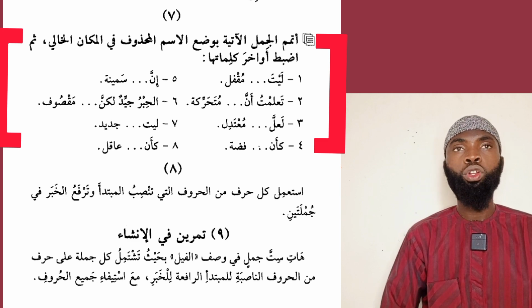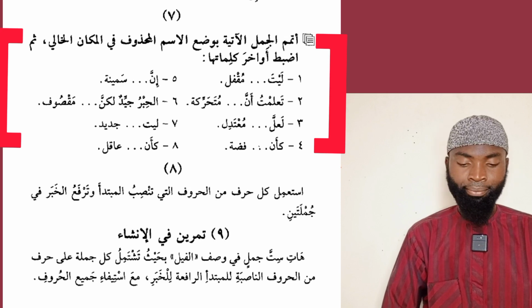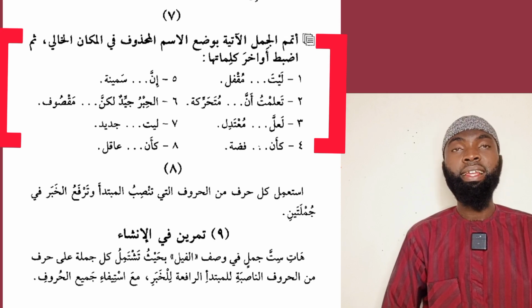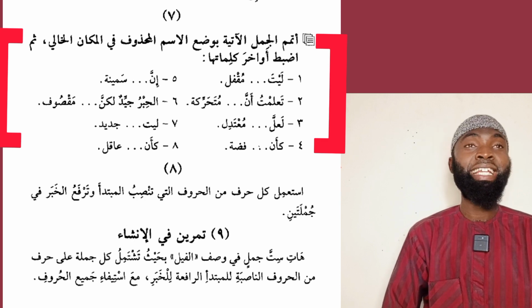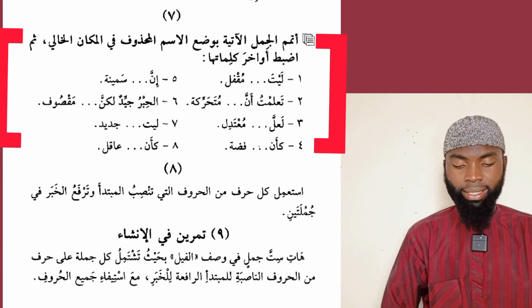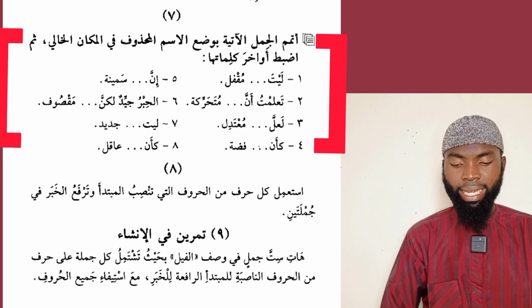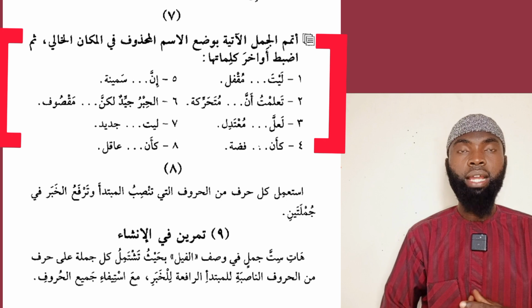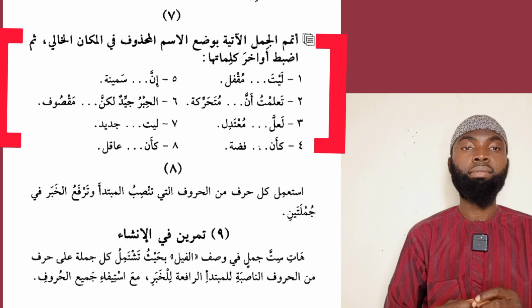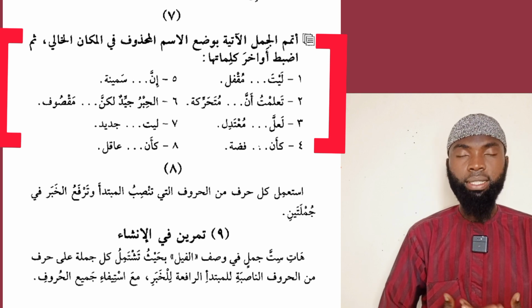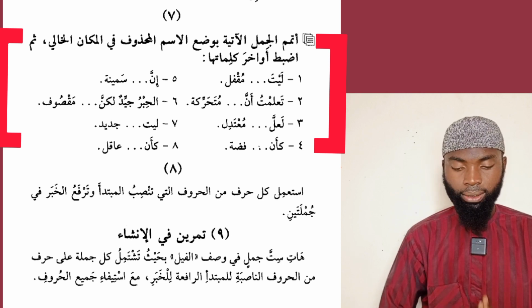Before ka'anna dash fiddatun, we can say ka'anna dhahaba fiddatun, as if the gold is silver. Number 5, we have inna dash semina. Indeed, this is fat. We can say innal binta seminatun. Indeed, that the girl is fat. Number 6, we have al-hibru jayyidun lakinna dash maksufun. We can say al-hibru jayyidun lakinna al-qalama maksufun.